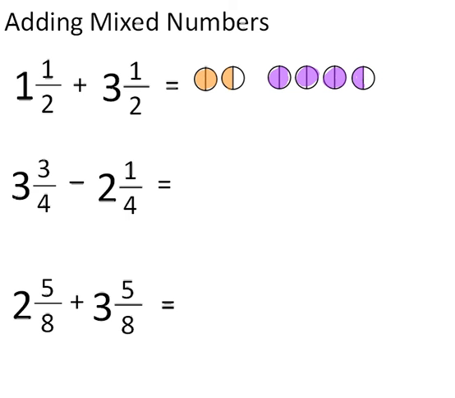Right, to add mixed numbers together, all you need to do is add the whole number parts together to make 4. Does that work? Let's have a look. 1, 2, 3, 4. So I've got 4 wholes, and then add the fraction parts together.